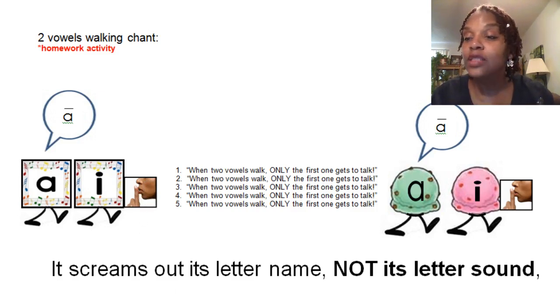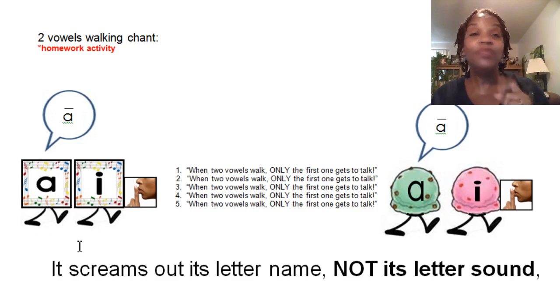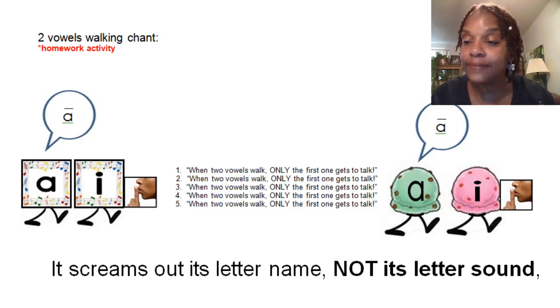All right. So again, you can see here, when I say that it screams out its letter name, not its sound, this is the letter A, right? The sound for the letter A is ah. But when you sound it out, it's A. Because when two vowels walk, only the first one gets to talk. And the first one screams out its letter name, not its letter sound.